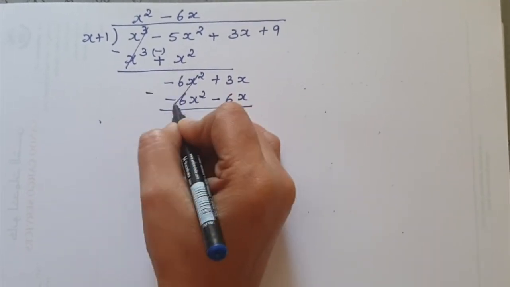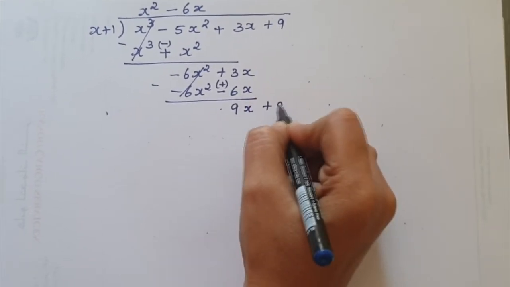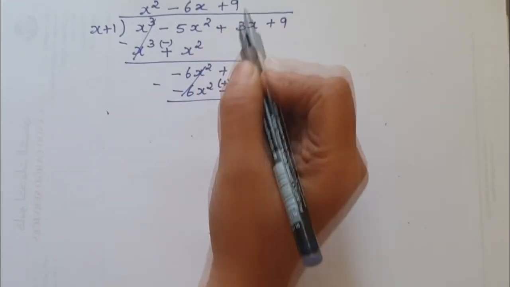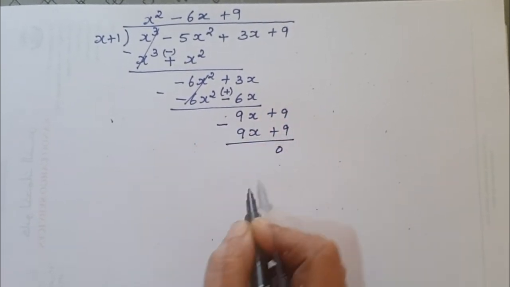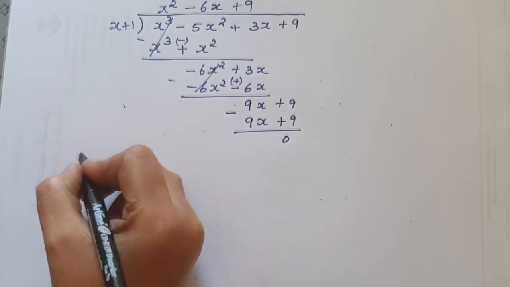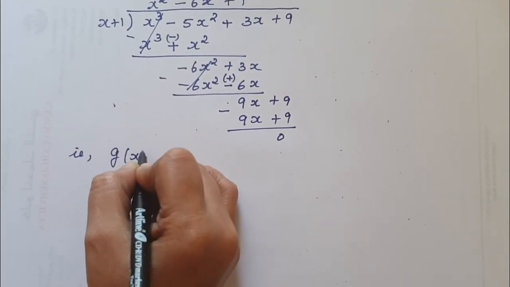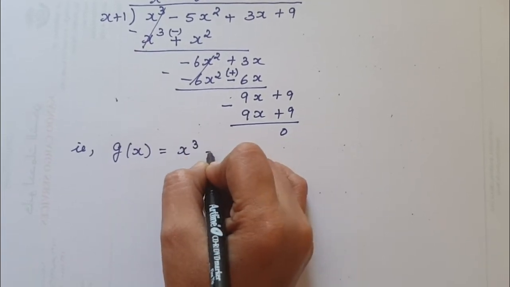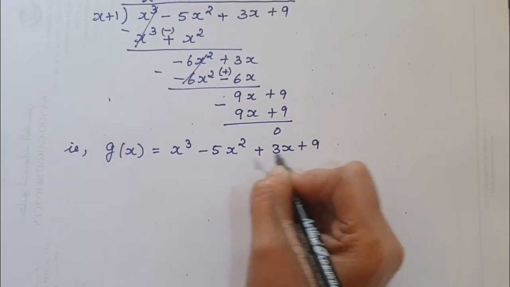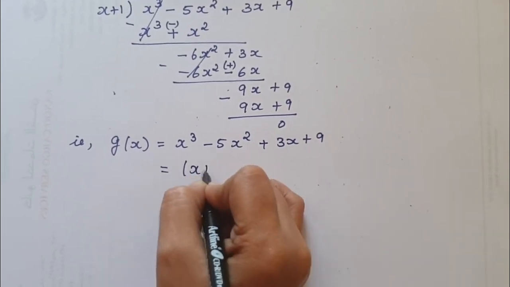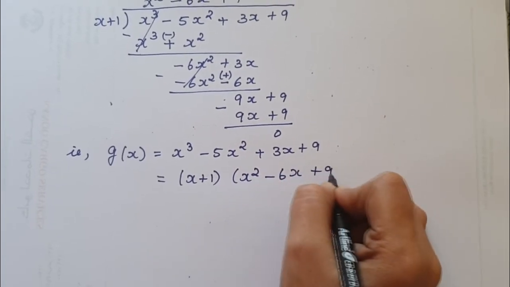So again when we do the subtraction, this gets cancelled, and this is 9x plus 9. So multiply with 9. So you get 9x plus 9, which leads us, when you subtract it, to 0. That is, g of x equal to x cube minus 5x squared plus 3x plus 9 can be written as x plus 1 into x square minus 6x plus 9.